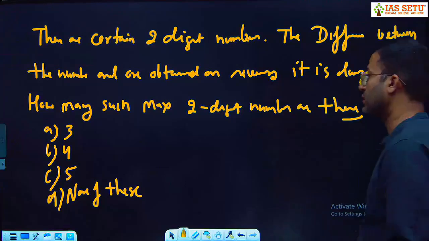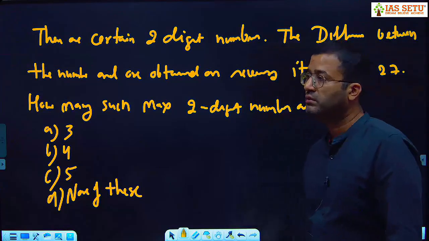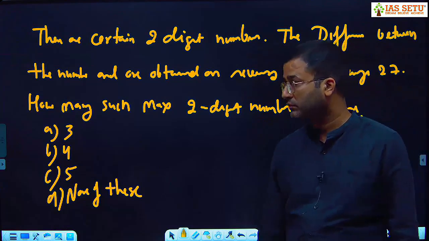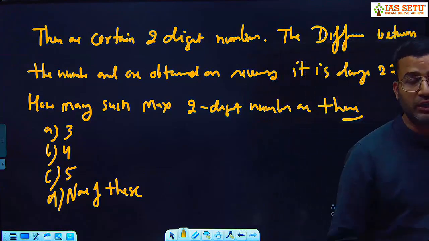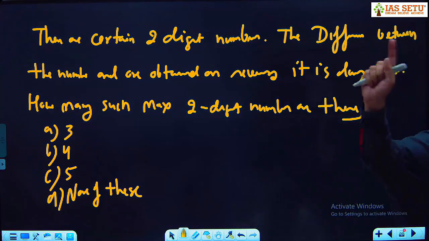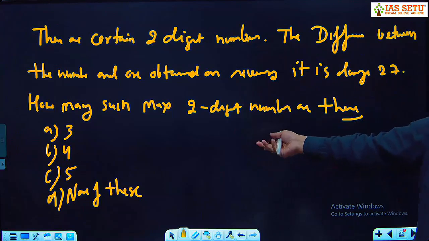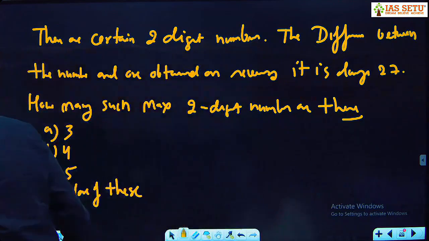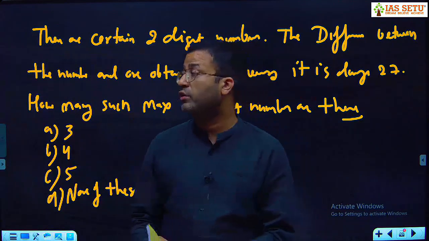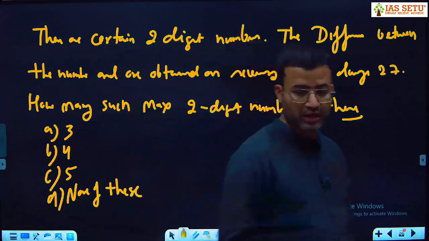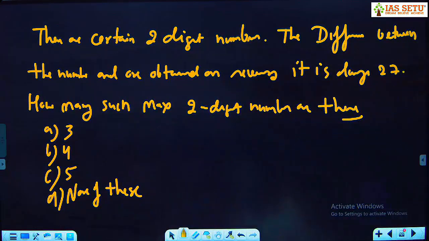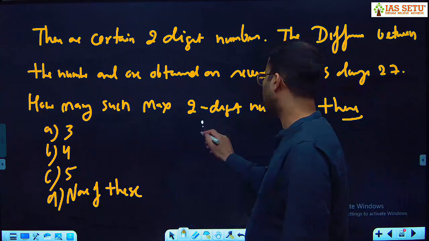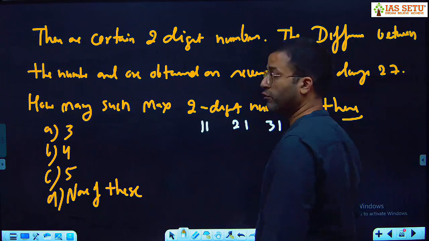मेरे को एक बुकलेट दे देना, बुकलेट जो आज दी थी. 27 डिफरेंस कैसे आएगा? 11, 21, 31, 41. I think similar question I have discussed also. दया को भेजना है. क्या आंसर आ रहा है? 6. तो what you have to mark? None of this. See here 11, 21, 31, 41.